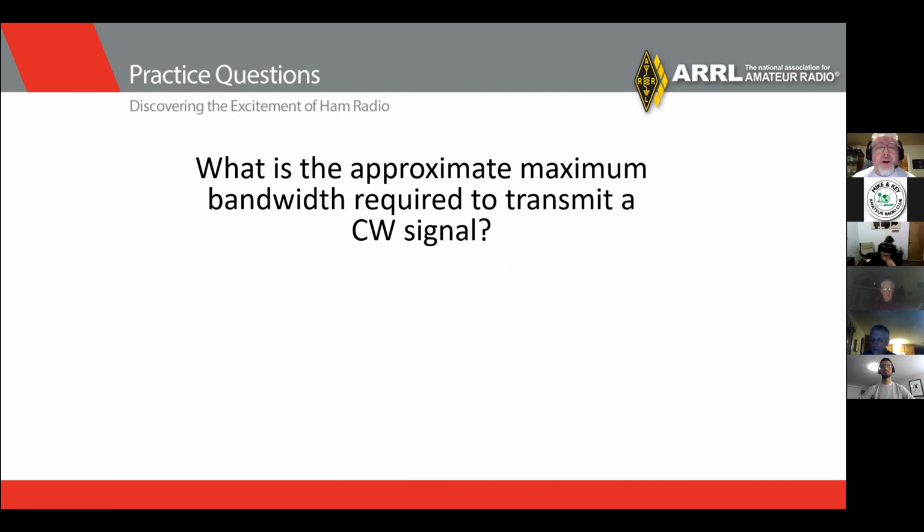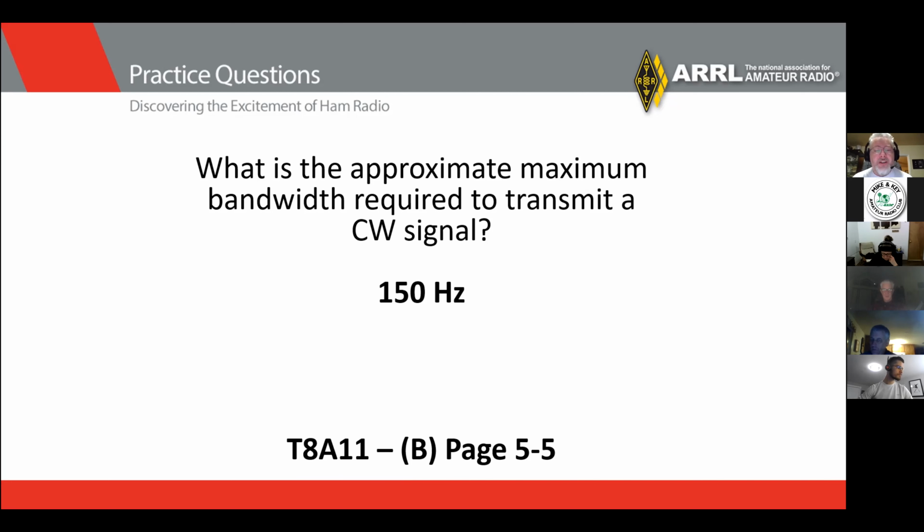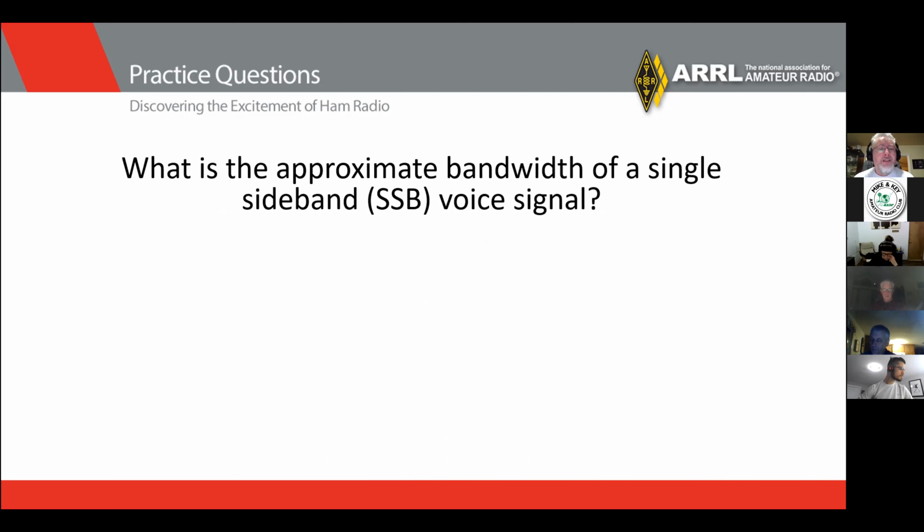What is the approximate maximum bandwidth required to transmit a CW signal? 150 hertz. 150 hertz is correct. What is the approximate bandwidth of a single sideband SSB voice signal? 3 kilohertz. 3 kilohertz is correct.